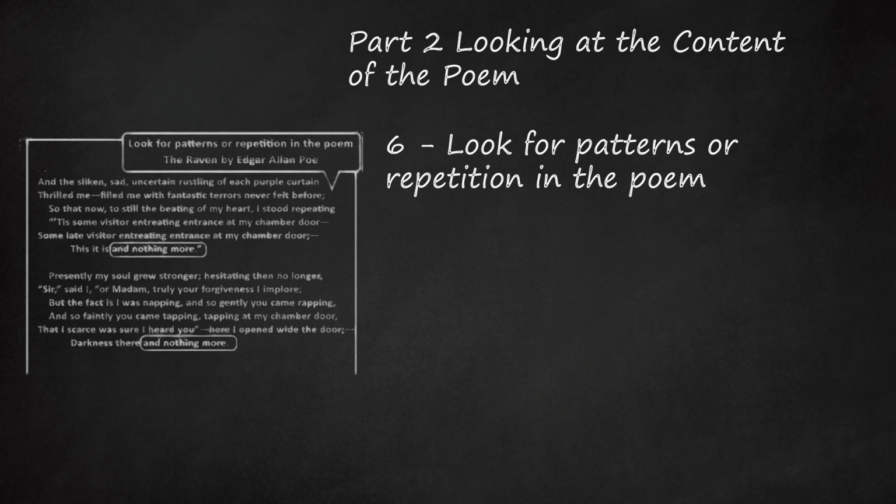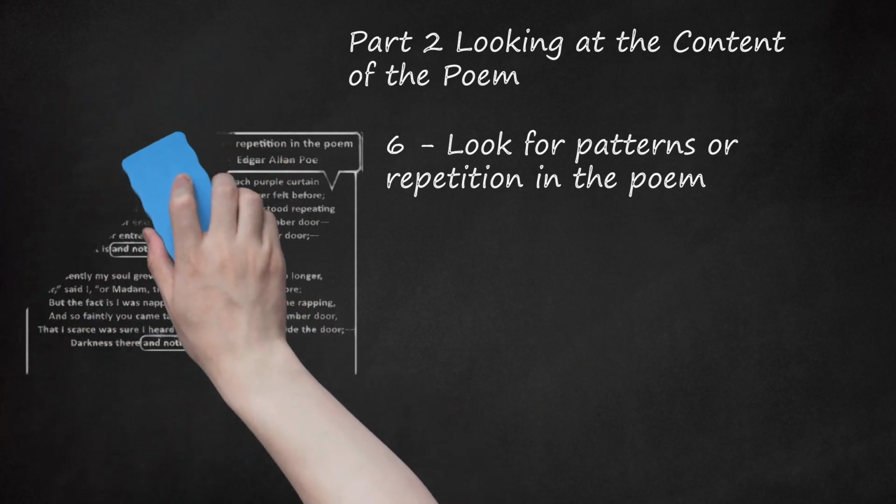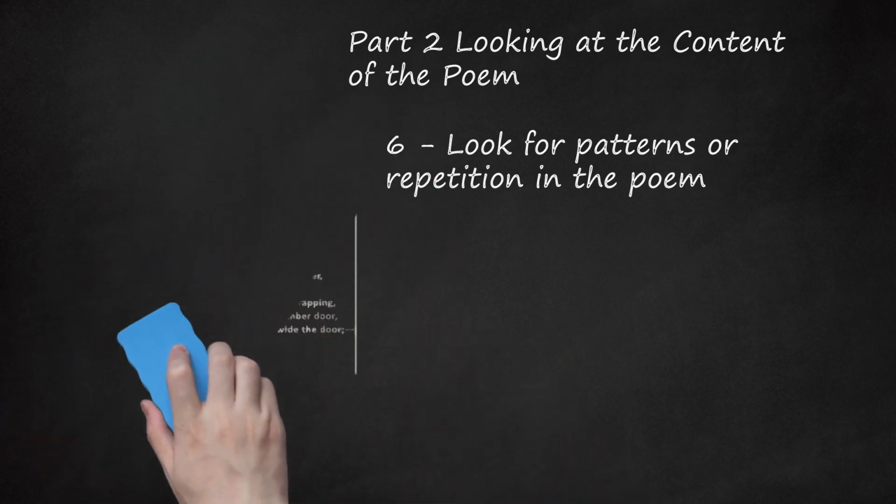For example, you may notice that the poem repeats the same line over and over again throughout the poem, such as "only this and nothing more." You may then consider why the poet repeats this phrase throughout the poem. Often, the phrase will relate back to a specific theme or idea in the poem.